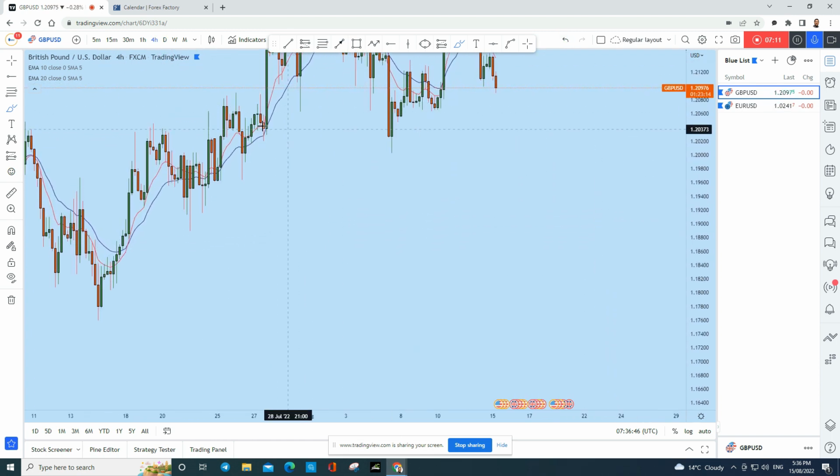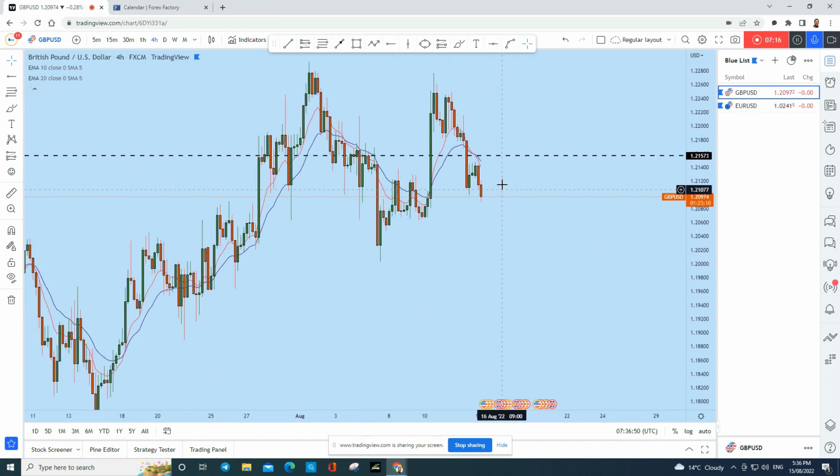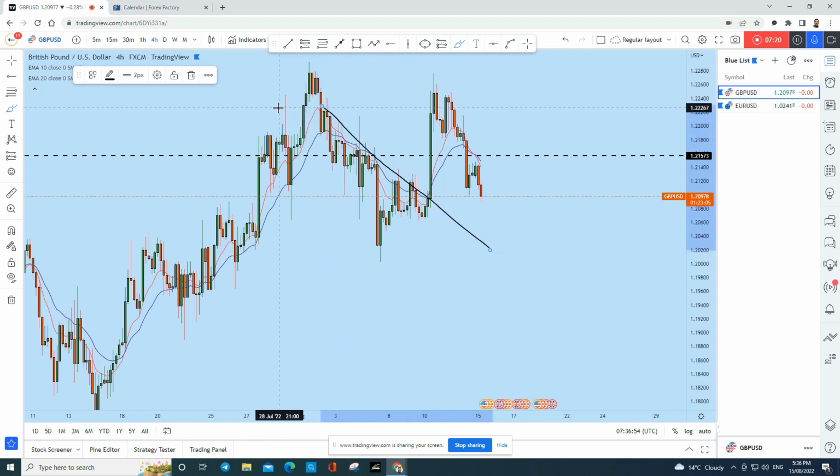Now on the 4-hour time frame, we see the same kind of pattern as Euro Dollar. You can see British Pound US Dollar dropping along this trend line, creating a head and shoulders on the 4-hour, and then we have seen this move. Now this is a completely fake move, as you see all the time in the market. This has happened. Now this is a liquidity grab.